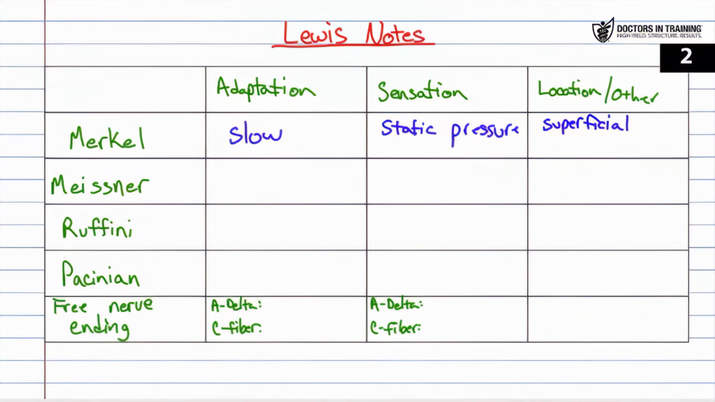Superficial is probably places like fingertips, but in other places. The other thing to remember about location with Merkel's, think of hair follicles and hairy areas. And then the last thing to remember is that these look a little bit like melanocytes. So if you can remember melanocyte, then that's another pathological thing that you might see if you get a pathology slide. Next, let's move on to Meissner corpuscles.